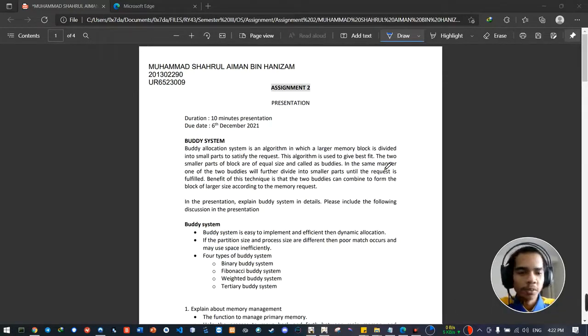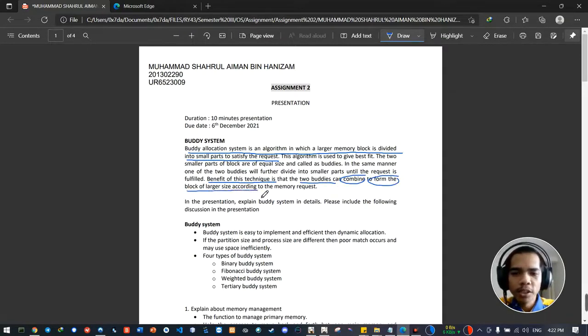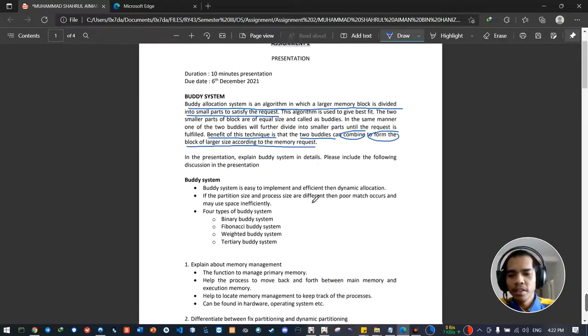Today I'm going to present my assignment 2. Assignment 2 is about buddy system. Buddy system is an allocation system and algorithm in which a larger memory block is divided into smaller parts to satisfy the request. The benefit of this technique is that two buddies can combine to form a block of larger size according to the memory request.